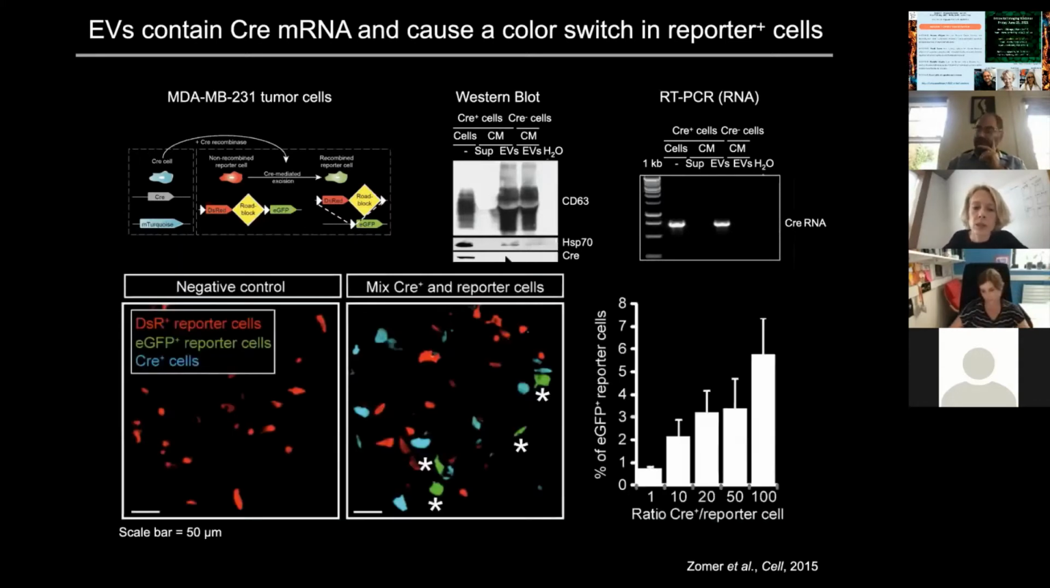So then we tested the system in an in vitro co-culture system. We mixed the highly malignant CRE and the less malignant reporter cells. And only in the mixed condition, we observed the appearance of these GFP positive cells, which were not present in the reporter only condition. The appearance of these GFP positive cells was dependent on the ratio of CRE over reporter cells. So the more CRE positive cells in our culture, the more reporter cells we observed.